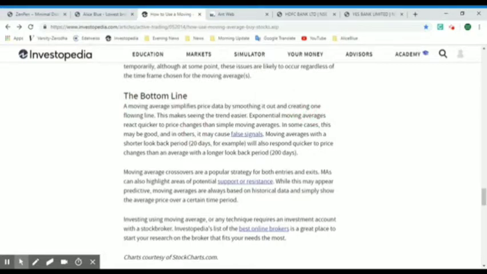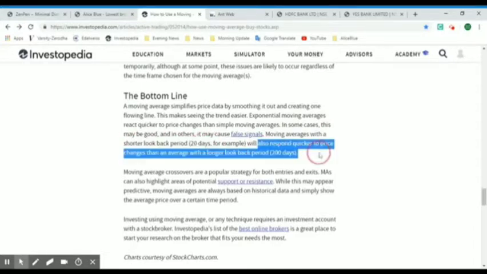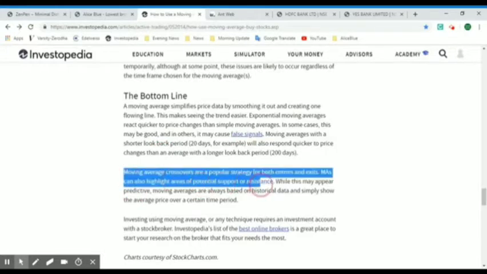The moving average simplifies the price data by smoothing it out and creating one flowing line. So this makes seeing the trend easier. Exponential moving averages react quicker to price changes than simple moving averages. In some cases, this may be good, and in others, it may cause false signals. Moving averages with a shorter look-back period will also respond quicker to price changes than an average with a longer look-back period. Moving average crossovers are a popular strategy for both entries and exits.